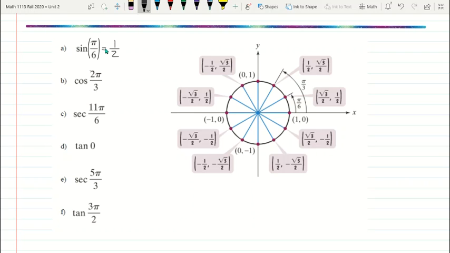Okay, and so on. So cosine of 2 pi over 3. Well, where is 2 pi over 3? We can use different methods like we've done before, saying, you know, this is right here 1 pi over 6, 2 pi over 6, 3 pi over 6, 4 pi over 6, and if we write it out as 4 pi over 6, it simplifies down to 2 pi over 3, which is what we're looking for. So this point right here is what we are looking for in this second example. So what is cosine of 2 pi over 3? Well, whatever is here in the x coordinate, which happens to be negative 1/2.